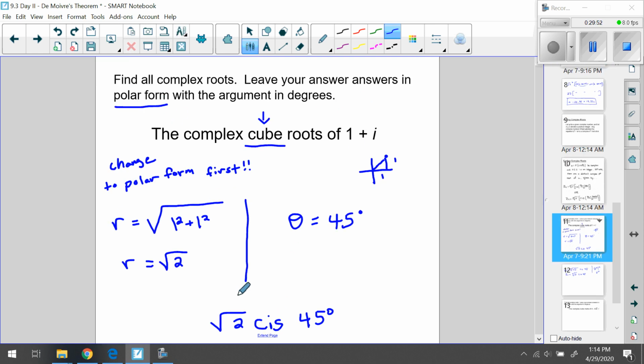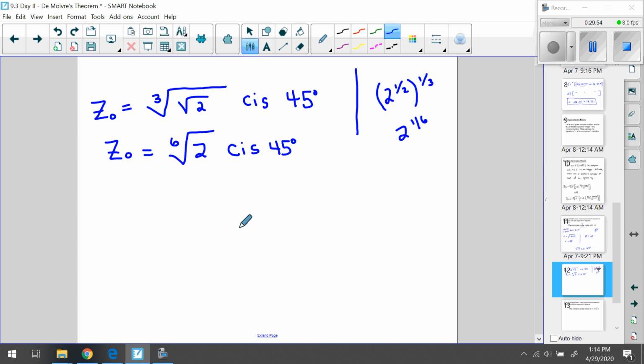It says you can leave it in polar form, so our cis notation is our accepted polar form. And so this will be your first answer. And then to find the second one, we're going to use the same R value, 6th root of 2, and then you're going to take your angle, 45, and you are going to add 1/3 of 360.